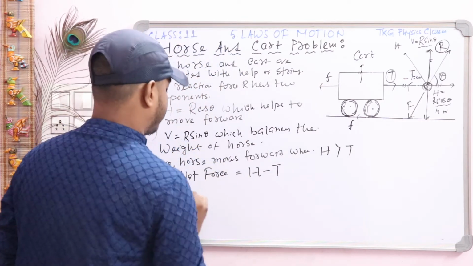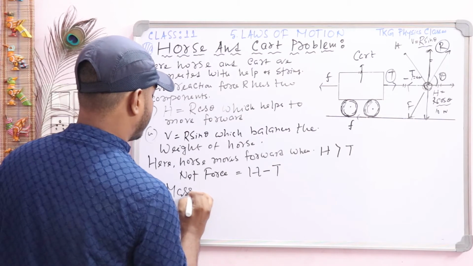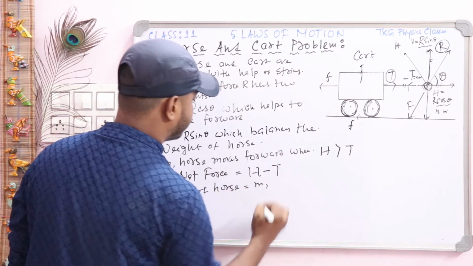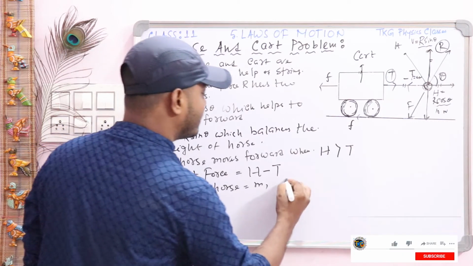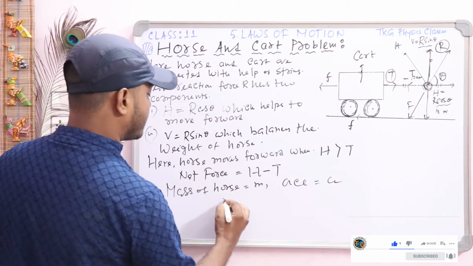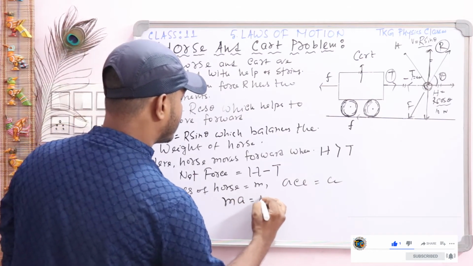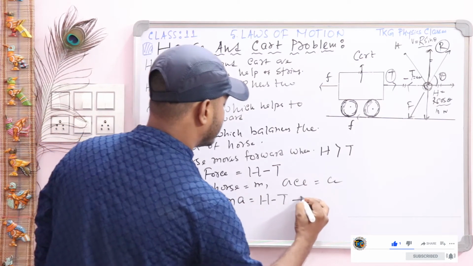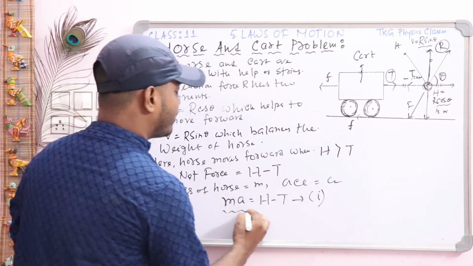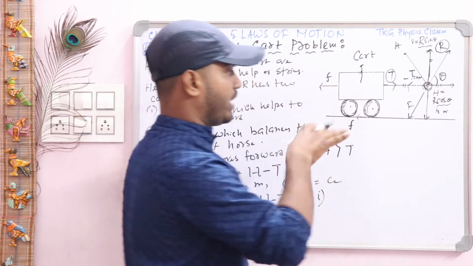Now suppose mass of horse, that is small m, and acceleration a. So net force, that is m into a, that is equal to H minus T. This is equation 1, okay. So this is the condition for which the horse moving forward direction.